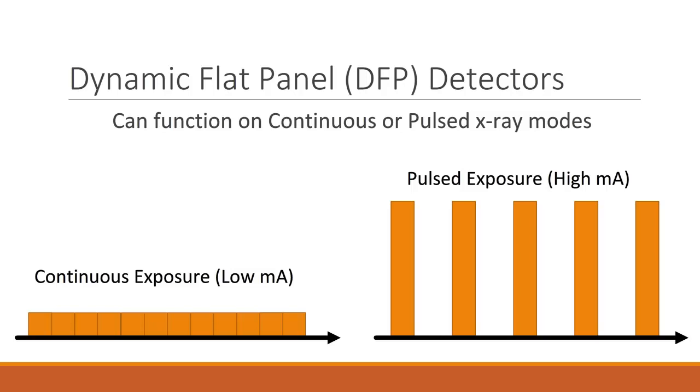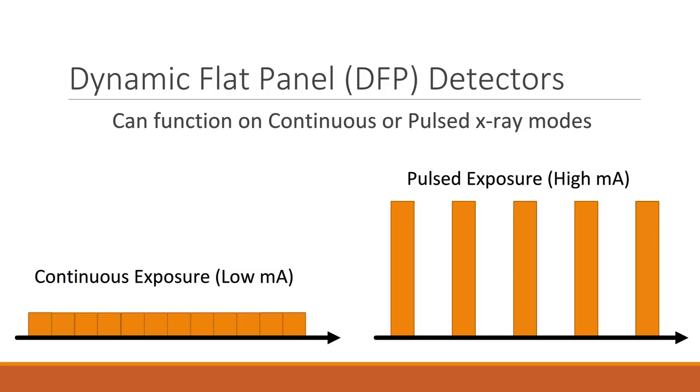DFPs can function with continuous or pulsed fluoroscopy. You are already aware that pulse fluoroscopy is individual images taken with a break or space of time in between. This means the patient dose is decreased, but the video output appears to be continuous, while continuous fluoroscopy allows for constant exposure at lower mA settings.